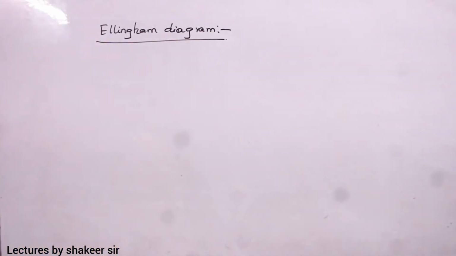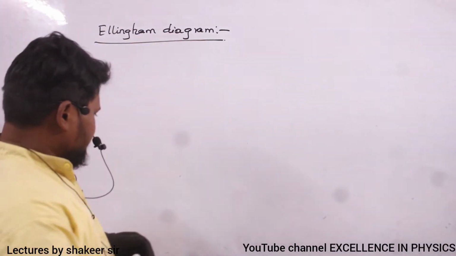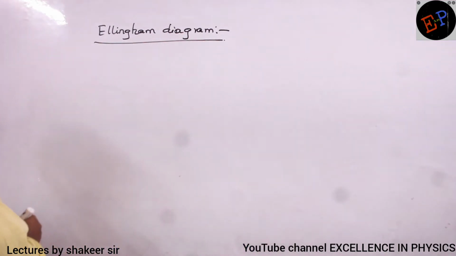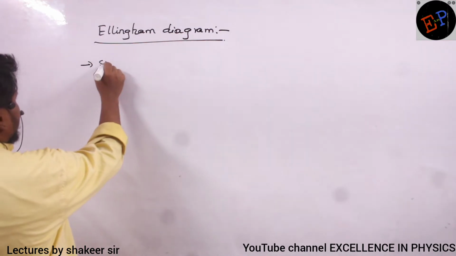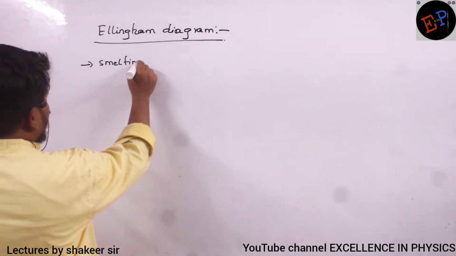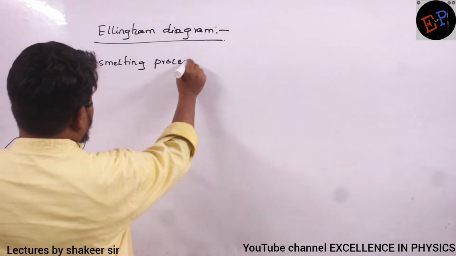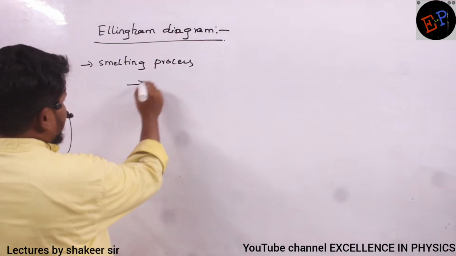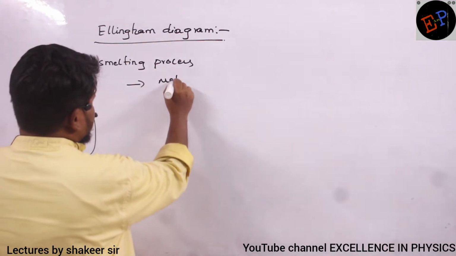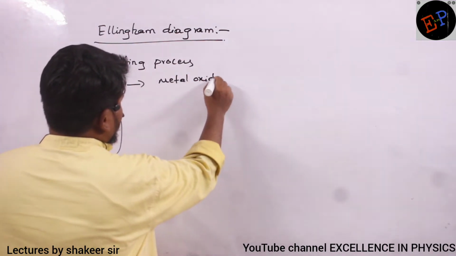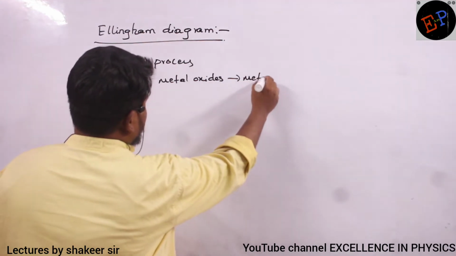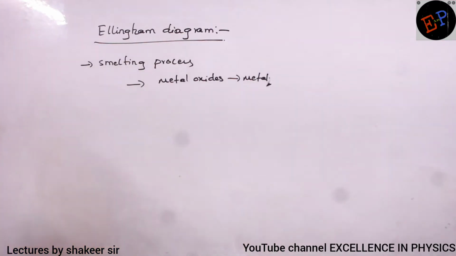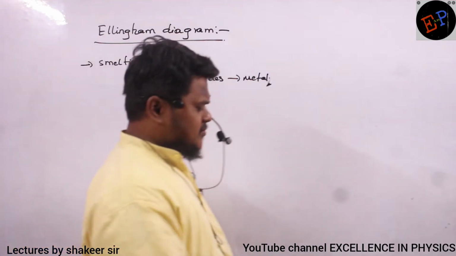Okay. So the next concept which we are studying is the Ellingham diagram. Previously we studied the smelting process, no? In this smelting process, what we have done is we have converted metal oxides into metals. So metal oxide was converted into metal in the process of smelting.